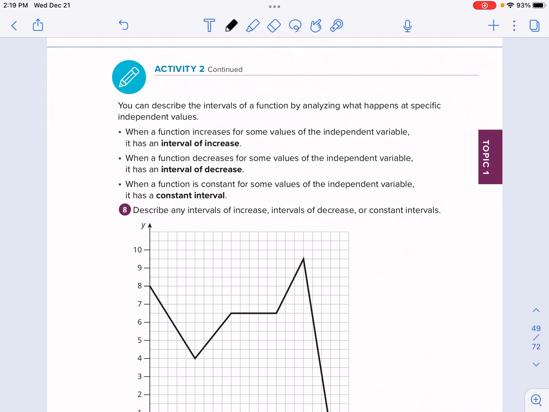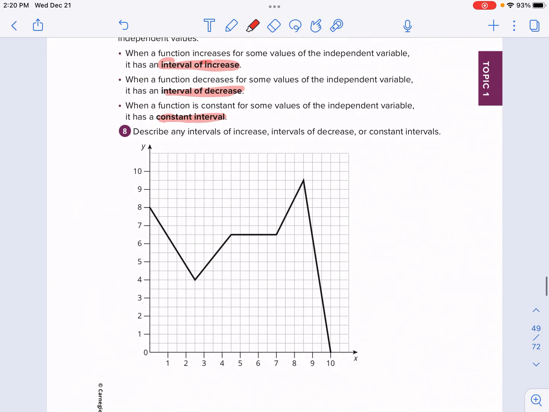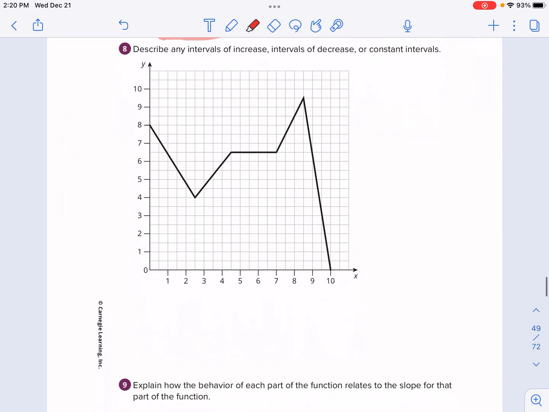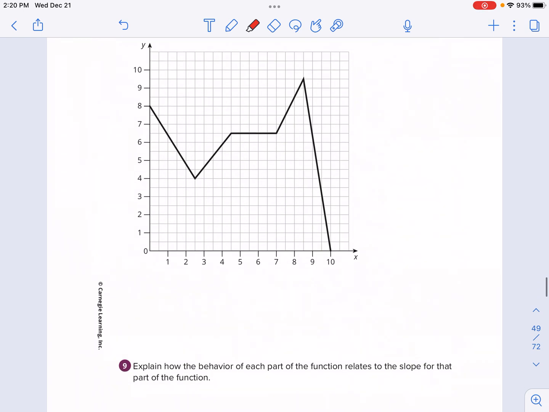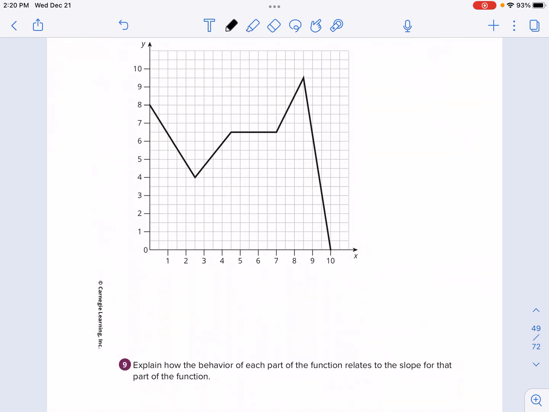So this is when you describe the intervals of a function by analyzing what happens at a specific independent value. When a function increases for some values of the independent variable, it has an interval of increase. So that's what I was talking about. It's just a positive slope. When the function decreases for some values of the independent variable, it has an interval of decrease. And when the function is constant for some values of the independent variable, it has a constant value. So we're going to look at the graph below and just find the parts that it increase, decrease, and is constant. So we're going to write that below. Actually, let's do that. Let's put increasing.